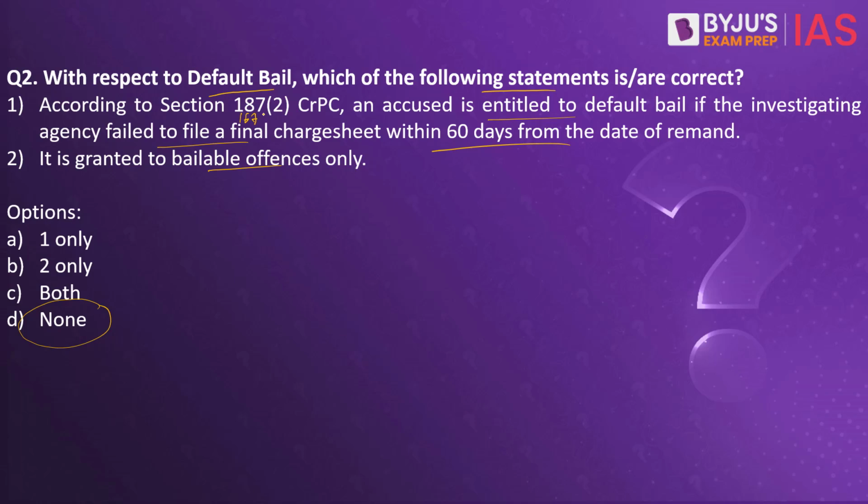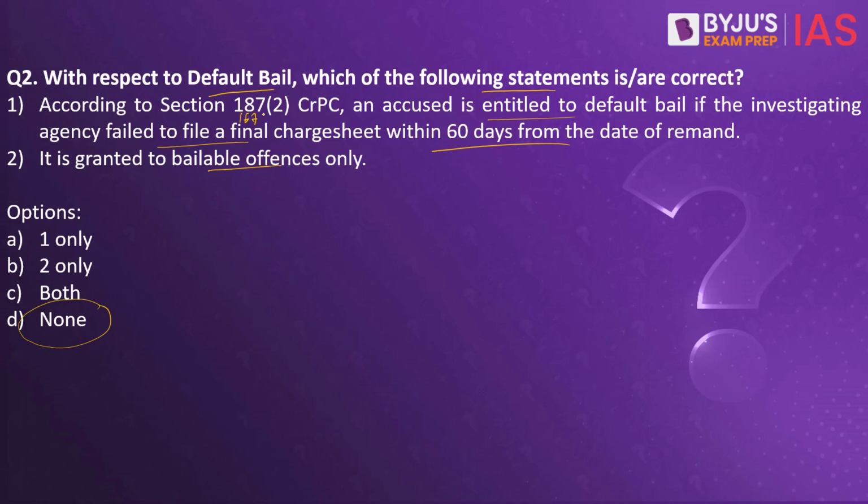In such cases where it is a non-bailable offense, where do you see whether an offense is a bailable offense or not? In CrPC, what we have is a schedule. In this particular schedule, we have the offenses that are committed, and whether that particular offense is a bailable offense or not will be defined under that particular schedule. So default bail will be given both to the bailable offences and the non-bailable offences.